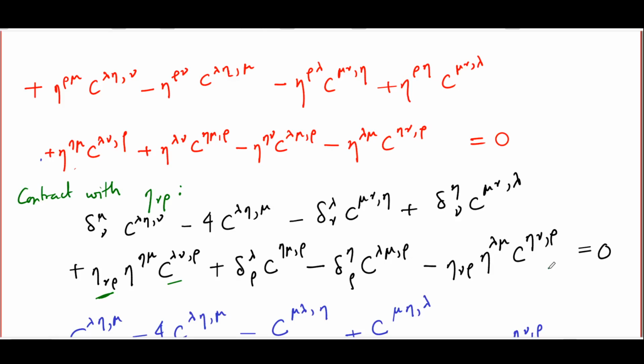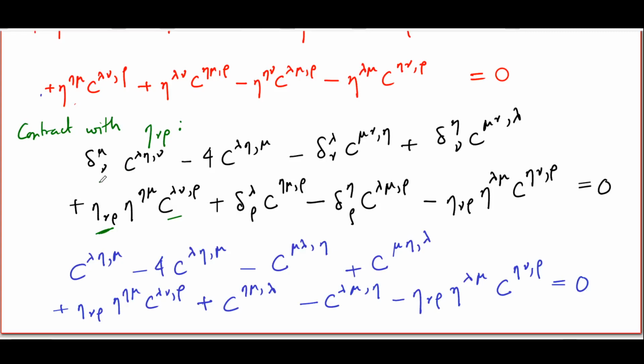Now let's try to simplify this whole thing by using the delta symbols. So using the delta symbol, I can easily see that this term reduces to c lambda eta comma mu, which is of course the same as the one which we have here except with a factor of minus 4. This term on the other hand becomes a different index. The nu here on the c gets replaced by lambda, so you get c mu lambda comma eta. But the next term essentially gives you c mu eta comma lambda. So these are 3 separate different c's.